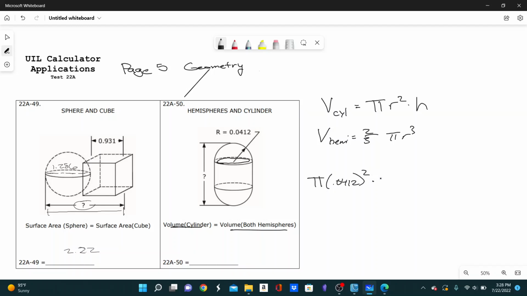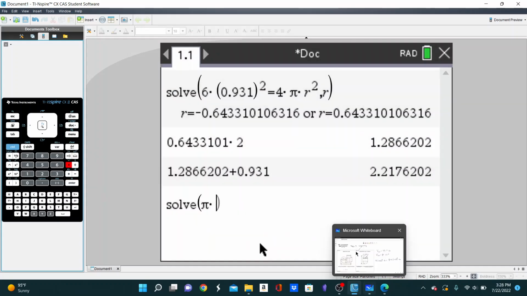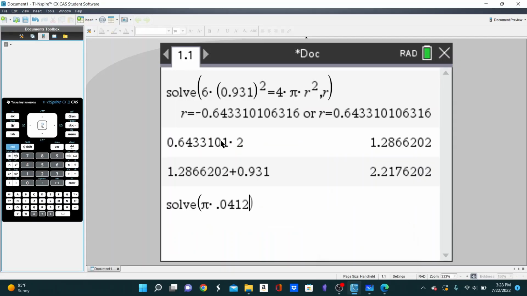So pi times 0.0412 squared times the height equals 2/3 pi, and then we know the radius is 0.0412, and then cube that. But we're missing something, because it says the volume of the cylinder equals the volume of both hemispheres. So we actually have to take this value on the right and multiply it by 2. If I put this in a solver, we can actually solve for the height of our cylinder. So we have pi times 0.0412 squared times the height equals 4/3 times pi times the radius cubed.